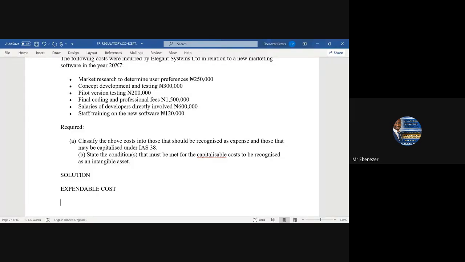Number 3, pilot version testing. Expensive. Why? Because it's still in research stage. How is it in research stage? We don't know if it will work. Because they are just test running it. You don't know if it will work. So clap for yourself now, everybody. At least my man, calm down small now.